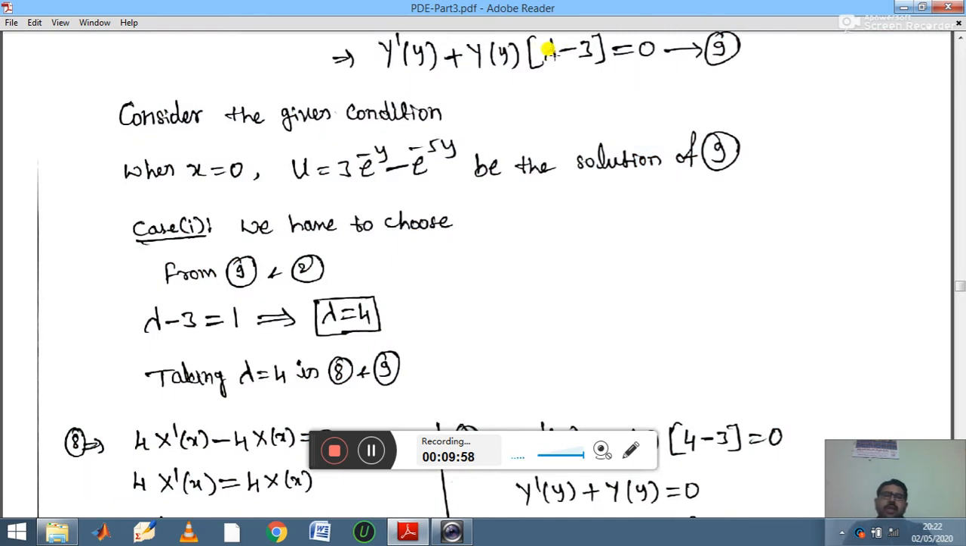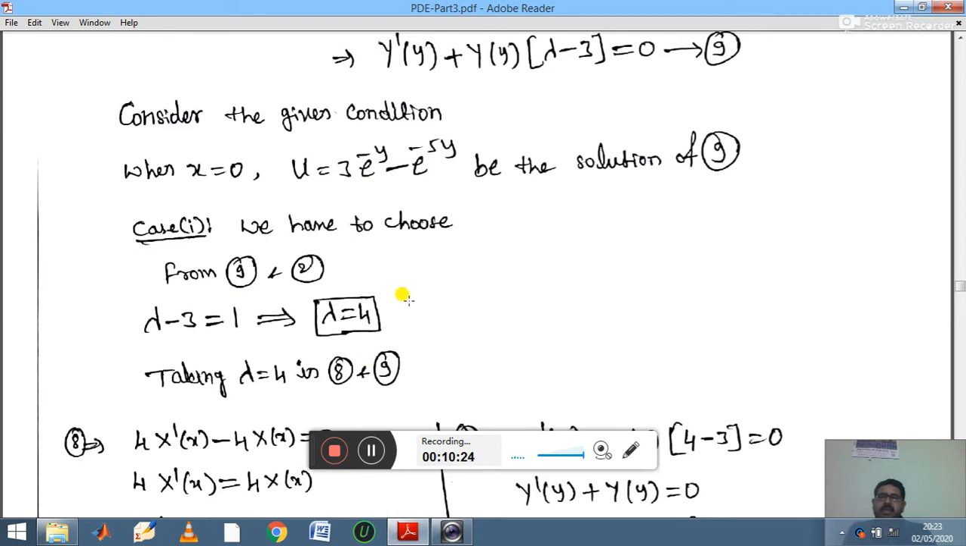So in equation 9 the constant term is lambda minus 3, and in the given condition choose the first term. The first term gives one lambda value, and the second term gives one more lambda value. Using the first term, the coefficient of y is 1. Therefore, equate lambda minus 3 equals 1. You are getting lambda equals 4 as the first case.